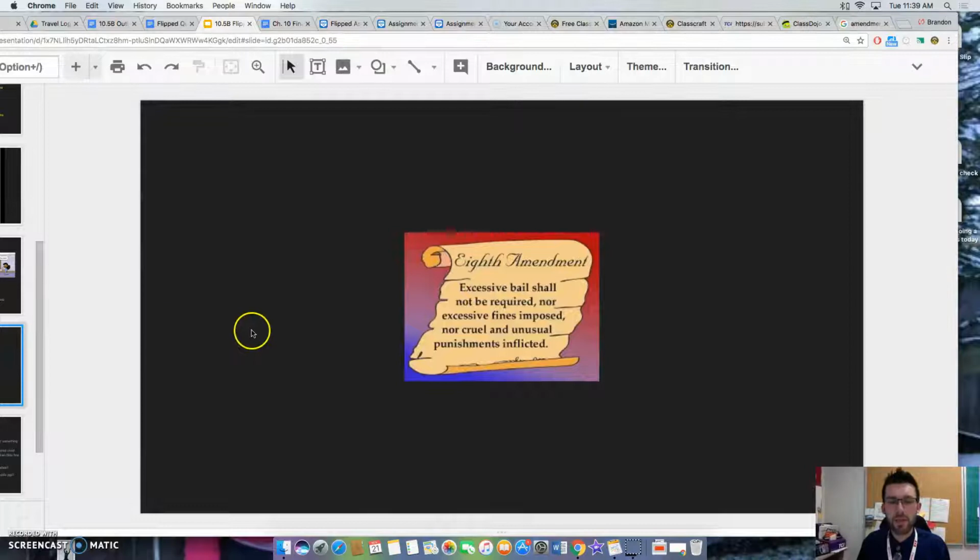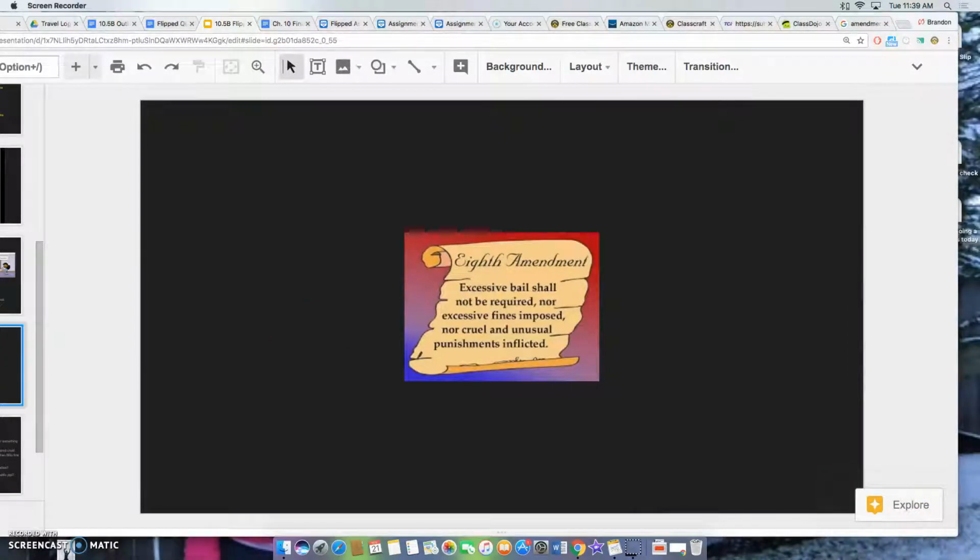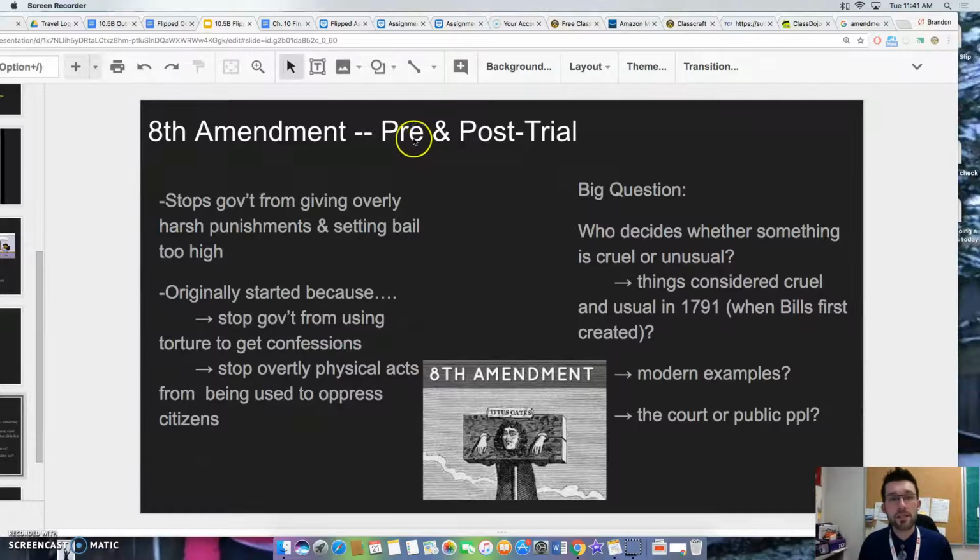Finally, let's talk about the Eighth Amendment. And I'm going to read it for you guys. It says, excessive bail shall not be required, nor excessive fines imposed, nor cruel and unusual punishments inflicted. This amendment, and maybe you've seen this, is all about pre- and post-trial issues. It's to stop the government from giving overly harsh punishments for crimes, or from setting the price for getting released from jail too high before a trial starts anyways.